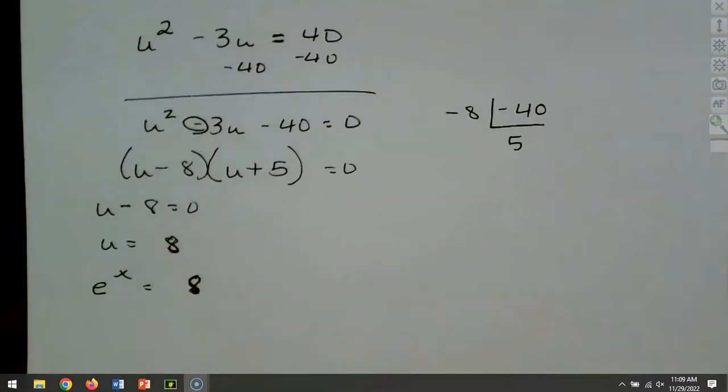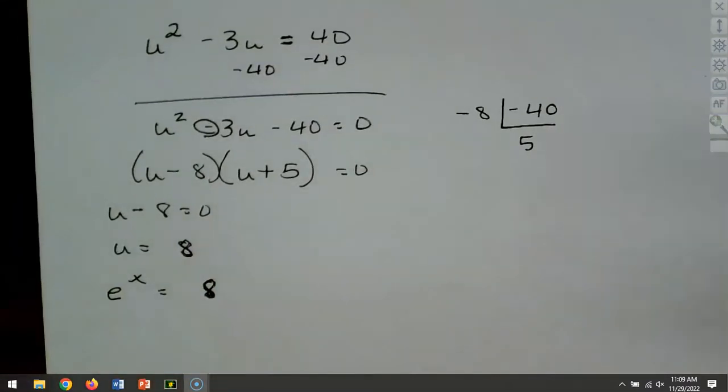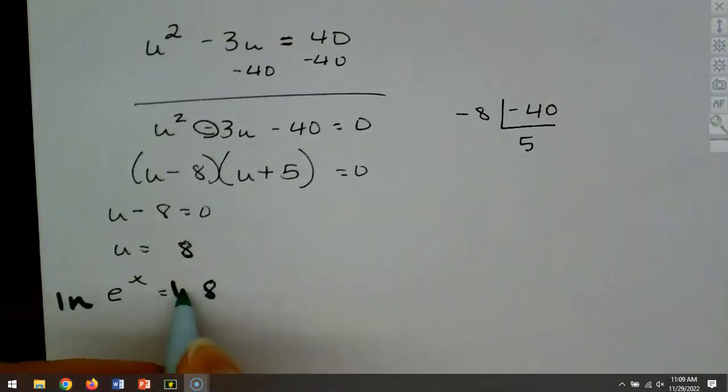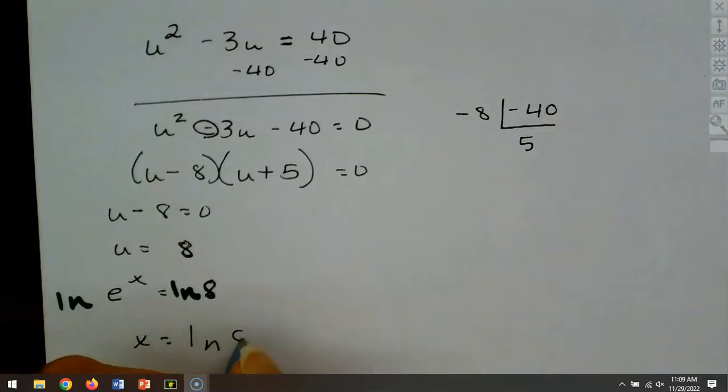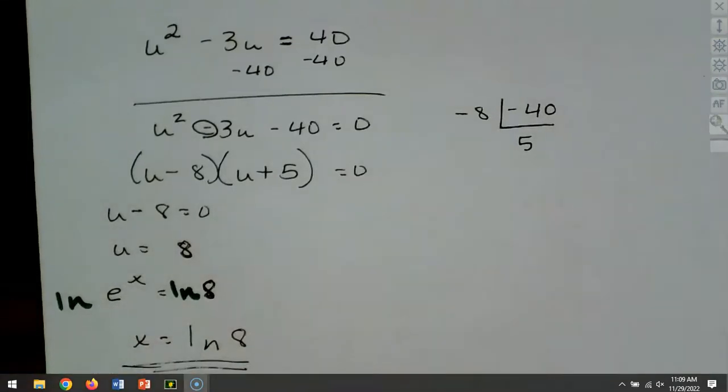And how do we get rid of the e? We use, remember, I know it's been a while. Yep, ln. So we take the ln of both sides. And now we've got x equals natural log of 8. And you can leave it as a natural log of 8, or you can break it down. Let's see, what does it say to do? It says give the exact form, so leave it as a natural log of 8 there.